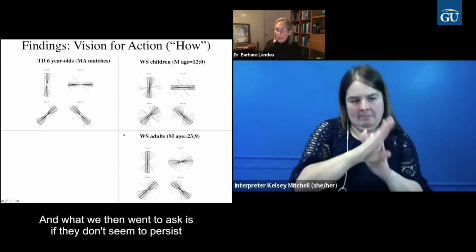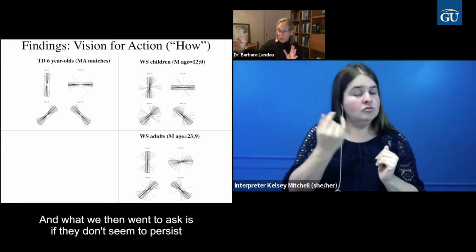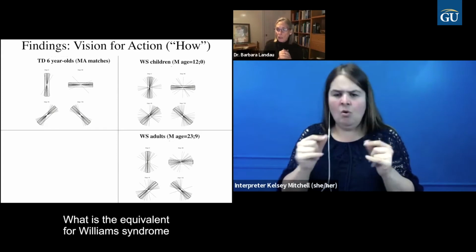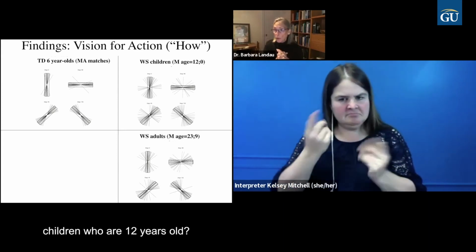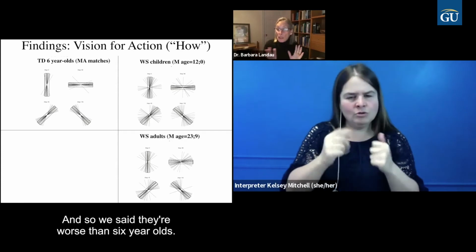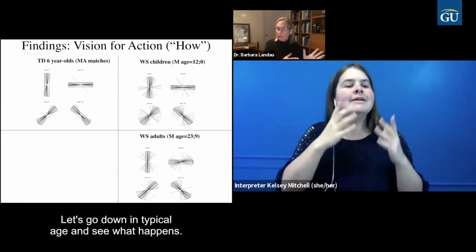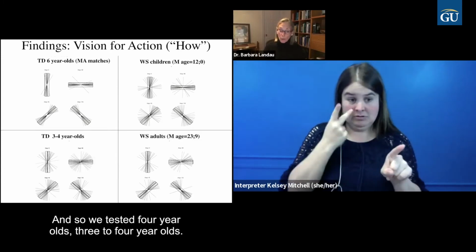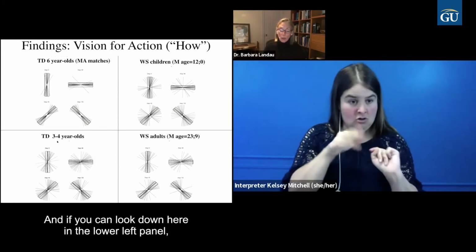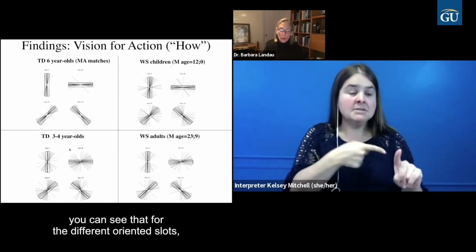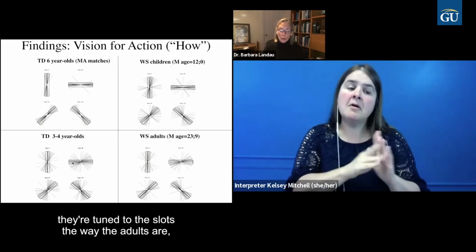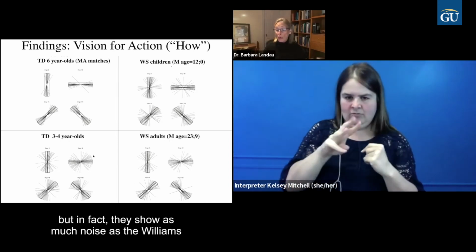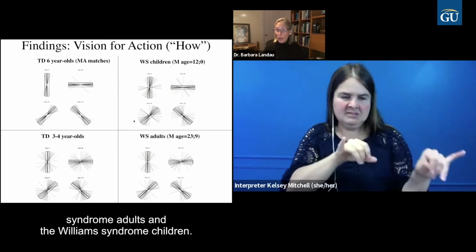And what we then went to ask is, if they don't seem to persist and get better in this task, what is the equivalent here? What is the equivalent for Williams syndrome children who are 12 years old? And so we said, they're worse than 6-year-olds. Let's go down in typical age and see what happens. And so we tested 3 to 4-year-olds. And if you look down here in the lower left panel, you can see that for the different oriented slots, they're tuned to the slots the way the adults are, but in fact, they show as much noise as the Williams syndrome adults and the Williams syndrome children.